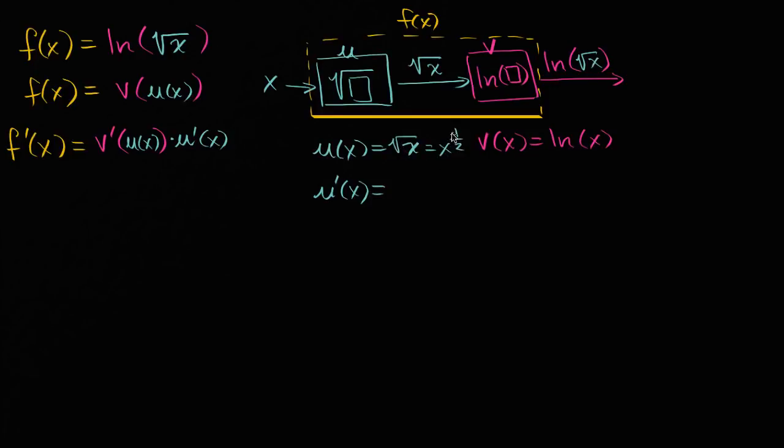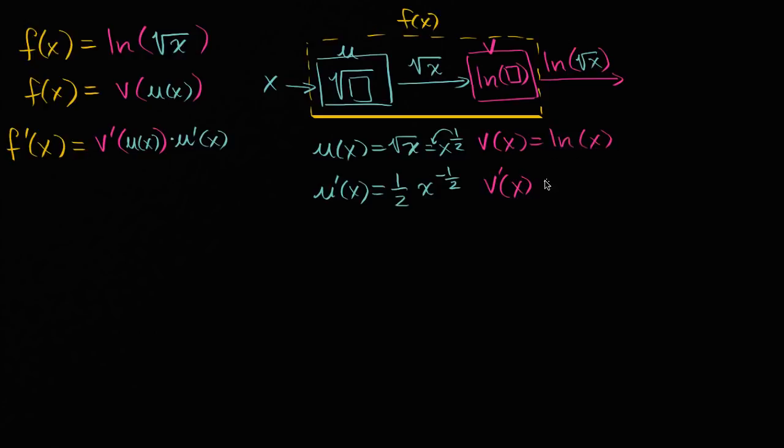So we can use the power rule, bring the 1/2 out front. So it becomes 1/2 x to the, and then take off one out of that exponent. So that's 1/2 minus 1 is negative 1/2 power. And what is v of x? Sorry, what is v prime of x?